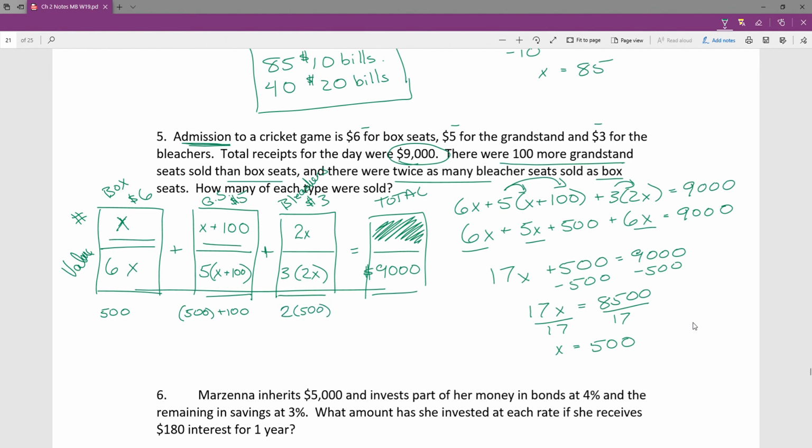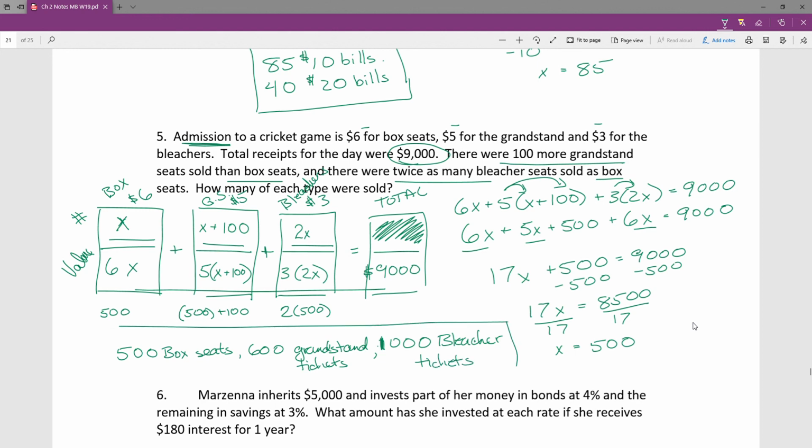I'm going back to my let statements here, right, with my X value. So my final answer would be 500 box seats, 600 grandstands, or tickets or seats or whatever you want to do, and then 1,000 bleachers. Awesome. And again, this is just my rough work to show where I got those final answers from.